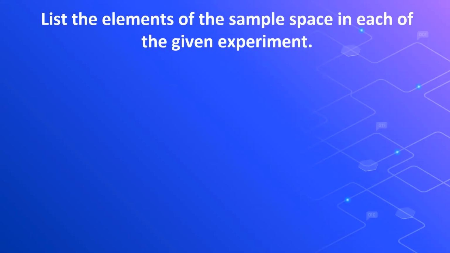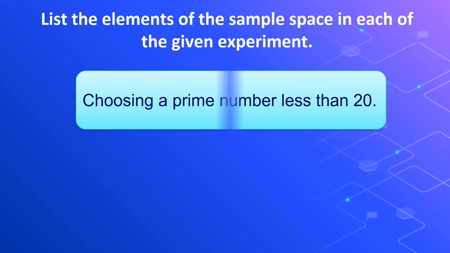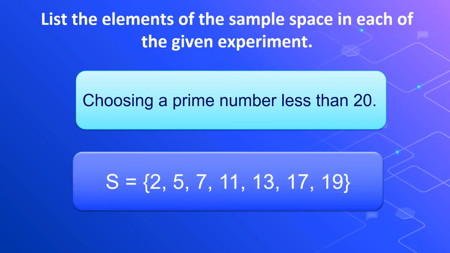Now, let us list the elements of the sample space in each of the given statements. Number 1, choosing a prime number less than 20. What exactly is a prime number? Prime numbers are numbers that have only two factors, 1 and itself. So, what are now the prime numbers less than 20? Let us list the sample space. S is equal to {2, 3, 5, 7, 11, 13, 17, and 19}.